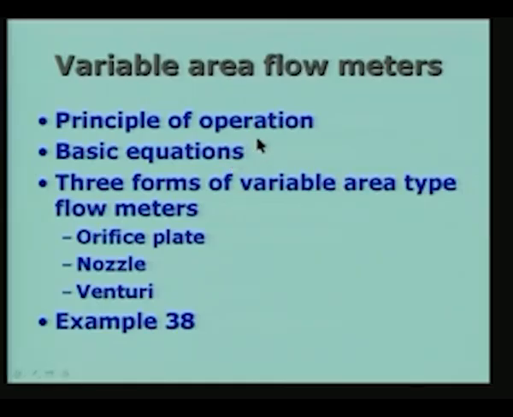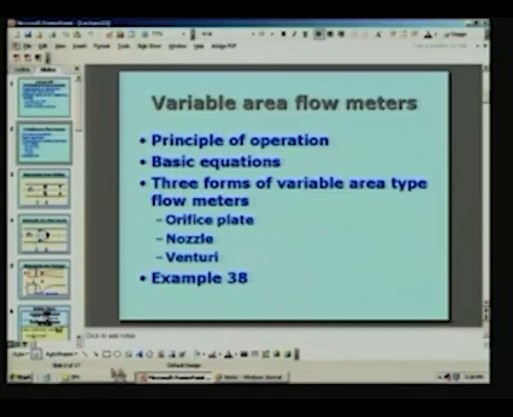So, we will look at the basic equations which describe the variable area flow meters, and then we will discuss three types of variable area flow meters which are normally employed: the orifice plate, the nozzle and the venturi. And of course, we will round off the treatment if time permits in this lecture with example number 38, which will discuss a problem involving these three devices. Let me go to the board and look at the principle of operation of a variable area flow meter device.